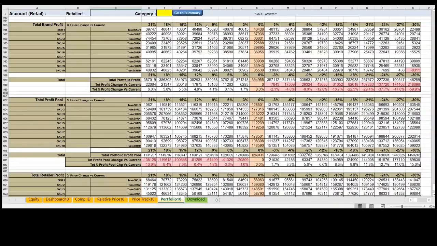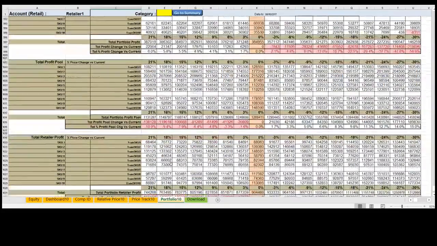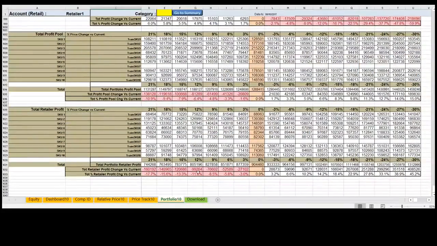So to answer the question, can I increase my prices profitably? Prices going up to the left and brand total portfolio profit going up as well. So in this example, yes, you can. Total profit pool goes down and the retailer profit also falls.